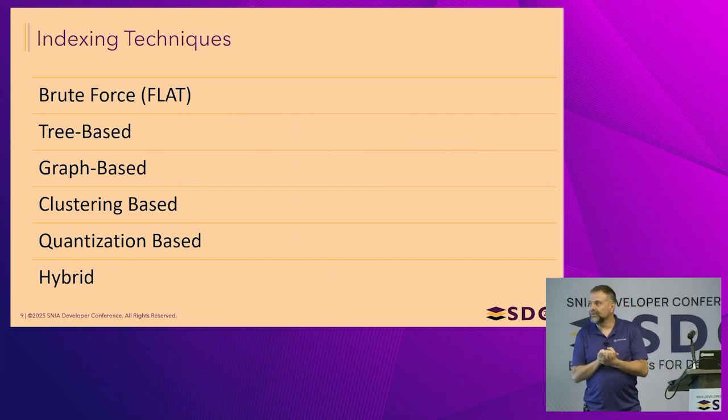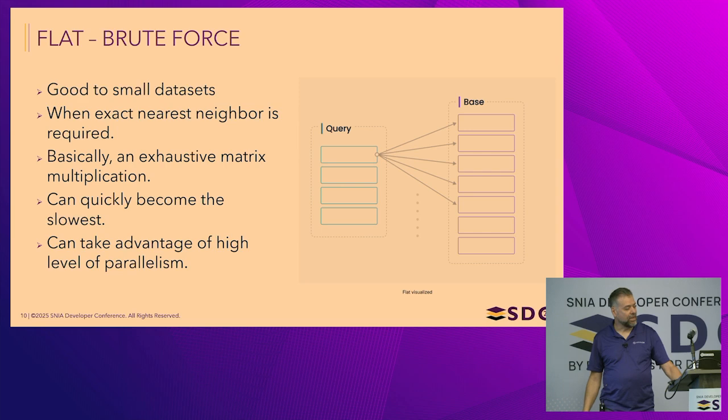So in order to understand DISKANN, which is one type of indexing technique, we'll go over other indexing techniques. We're just going to touch on each one briefly, just to have an idea when we talk about DISKANN.